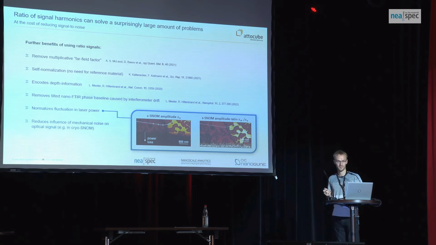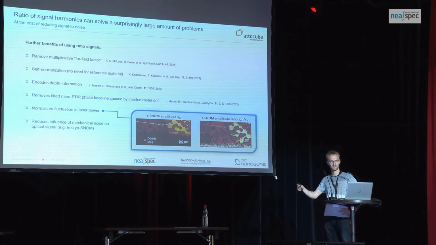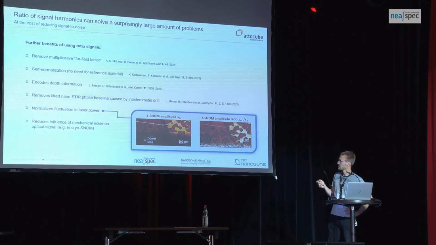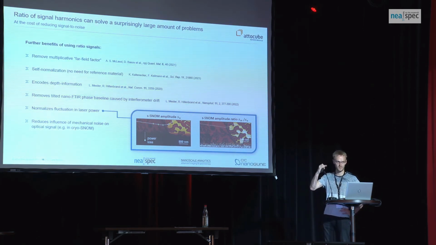But you can do other things with this ratio, so just dividing signals of different demodulation orders. Like Alex and Dimitri have shown, they did it before to remove far field effects. Fritz and Corbinian have shown maybe you don't have to normalize your material to a reference material, just normalize to a different demodulation order. Then in another work, we've shown this ratio can give you more information about the depth of an object, if something's on the surface or maybe below.